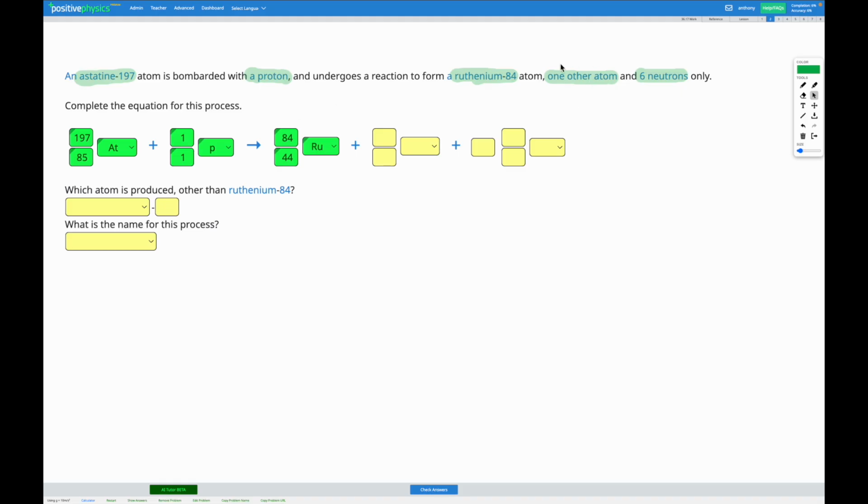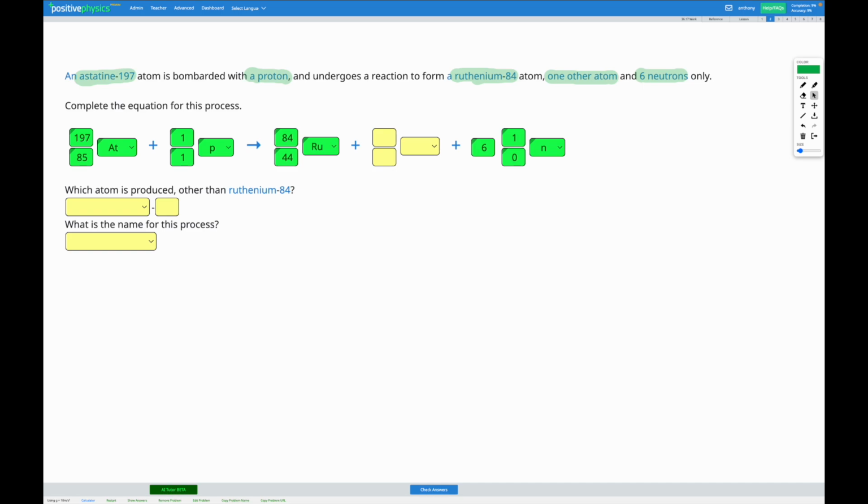We're told we've got one other atom. So this is our unknown atom here. And we're told we end up with 6 neutrons. So we're going to have our neutron. Neutrons have 0 protons in them, so our atomic number is 0. But their mass number is going to be 1 because that's the protons and neutrons together, which is just 1 neutron. And we've got 6 of them.